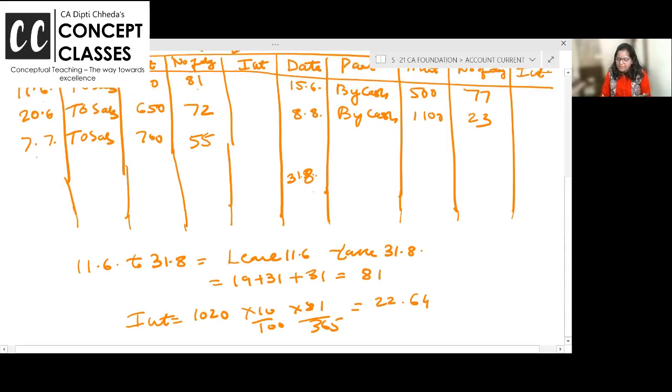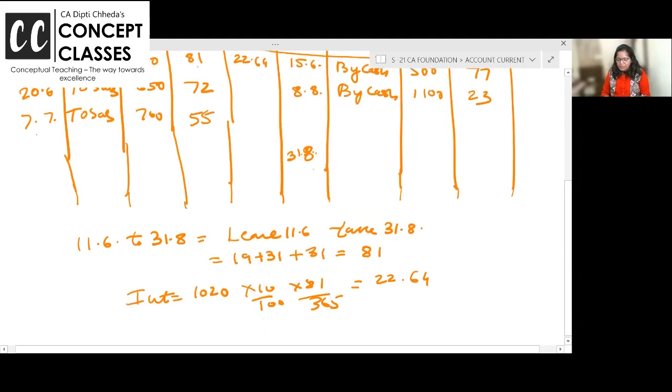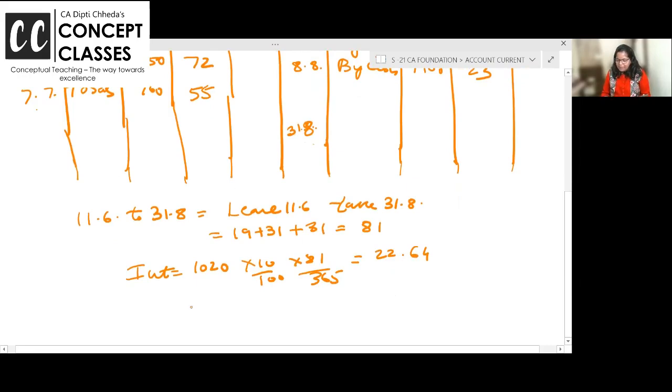22.64. 2 decimals तक round off करना है. 22.64. Now, same. Next interest. Just 1 or 2 interest are you writing when I am writing? 650 rupees I have sold the goods at the rate of 10%. Pay me the interest for 365 days.